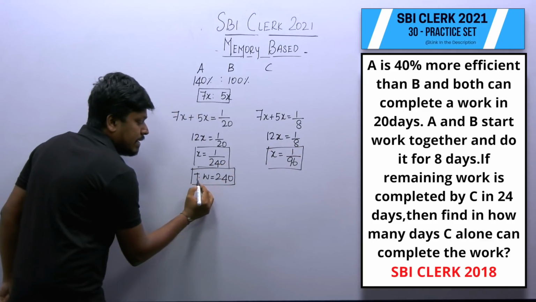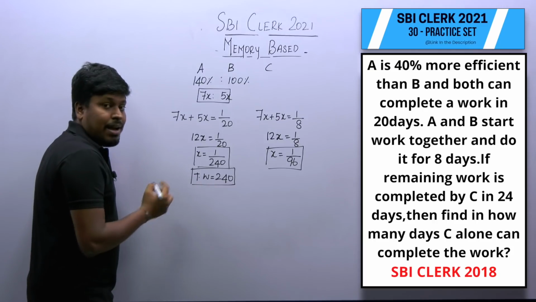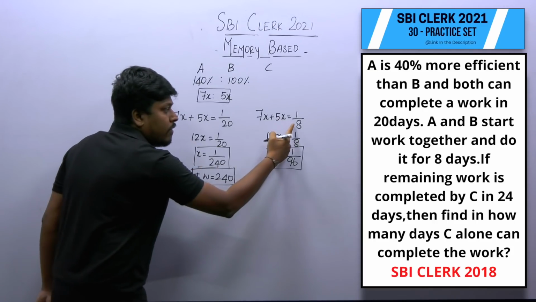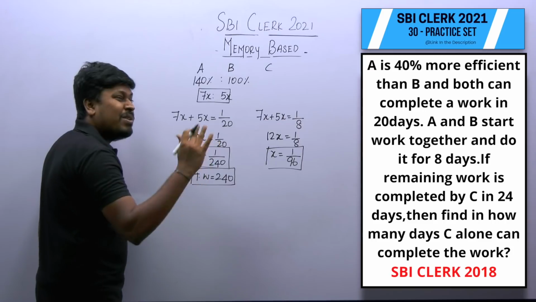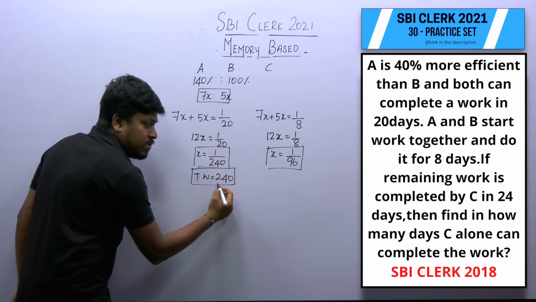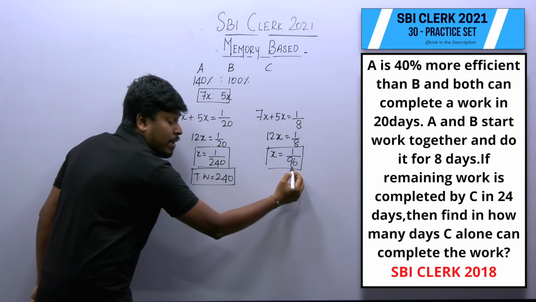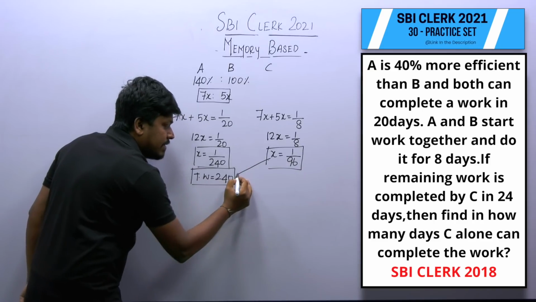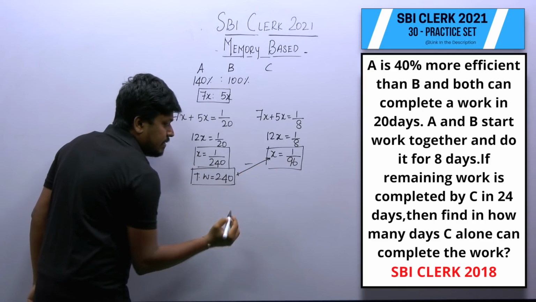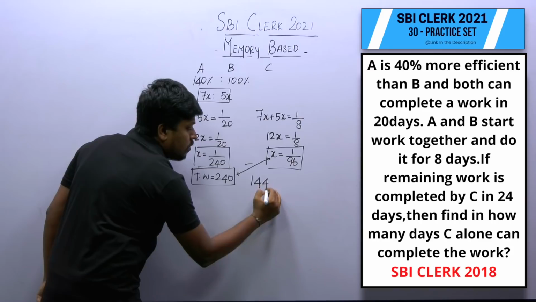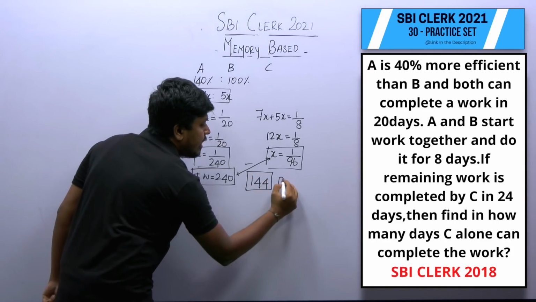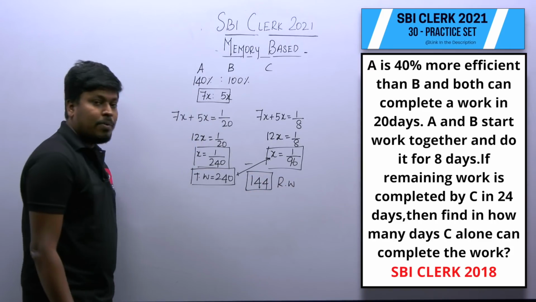Both the persons worked for 8 days, so 96 work was completed. Total work is 240, and 96 work was completed in 8 days. Let me subtract both the values. The result will be 144, so 144 will be the remaining work. So friends, understood how I wrote this?